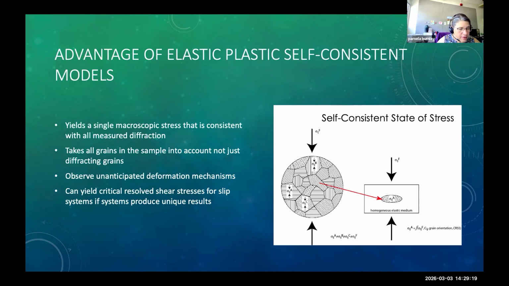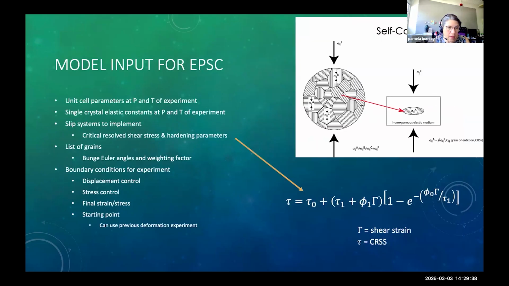And you can also back out the critical resolved shear stress of slip systems if the system is cooperating with you, which is kind of remarkable, because usually to get a critical resolved shear stress you need to do a single crystal deformation experiment. Okay, so what the model looks like is it's a Fortran code.